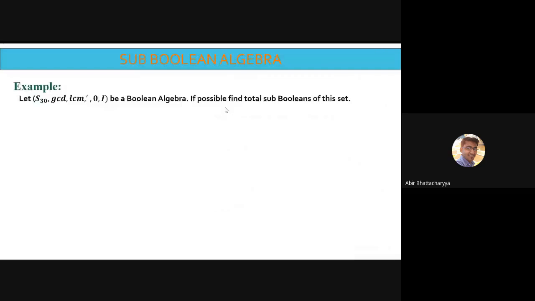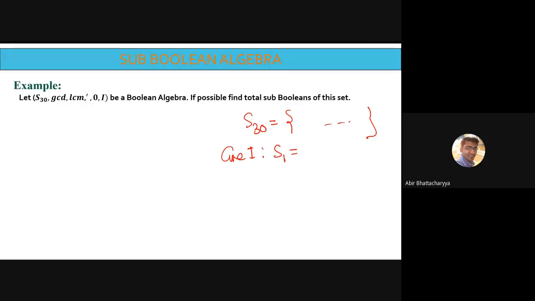Proceed to another example. This is for you. Solve it and write down your answer on the chat box. Total number of sub-Booleans. S30 has 8 elements. First of all, write down on the chat box what is S30. This is the sequence you have to write. After that, write case 1: what is the sub-Boolean of case 1? Case 2: what are the sub-Booleans S2, S3, S4? What are the sub-Booleans of case 3? So total 5 sub-Booleans, write on the chat box quick.